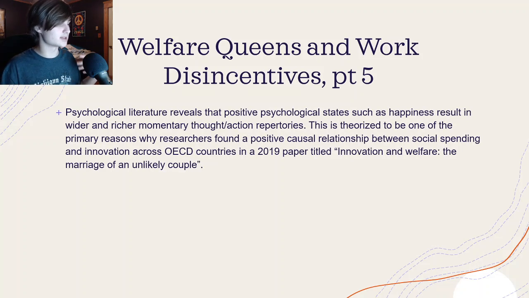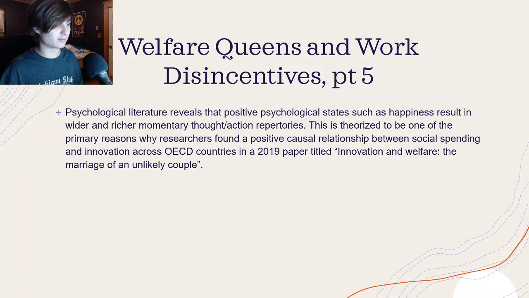Additionally, psychological literature reveals that positive psychological states, such as happiness, result in wider and richer momentary thought-action repertoires. This is theorized to be one of the primary reasons why researchers found a positive causal relationship between social spending and innovation across OECD countries in a 2019 paper titled Innovation and Welfare, the Marriage of an Unlikely Couple. So essentially the idea here is that when people are happier, they have a greater ability to adapt to their surroundings in more diverse and innovative ways. And this can be seen through a variety of experiments cited in the 2019 paper.